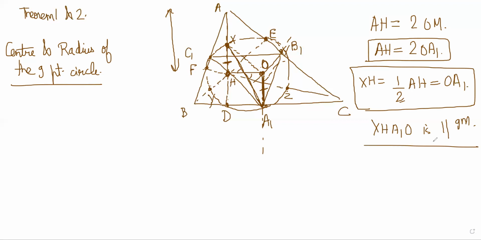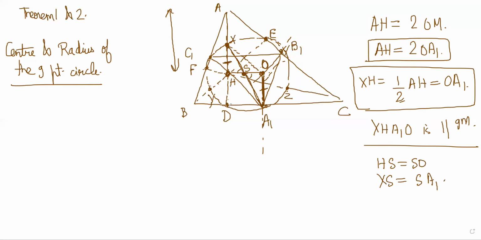So the intersection point of its diagonals is also the midpoint of the diagonals. This point is the midpoint of the diagonals. Call it S. So we know that HS is equal to SO, and we know that XS is equal to SA1.